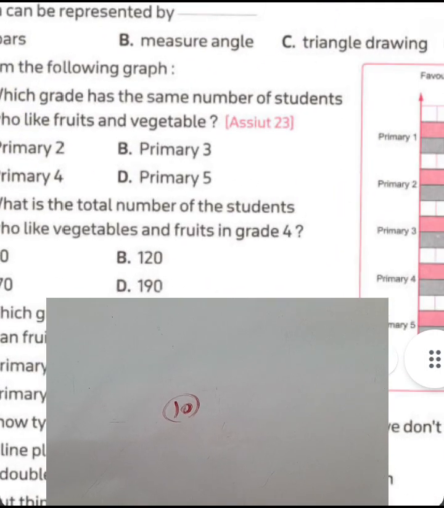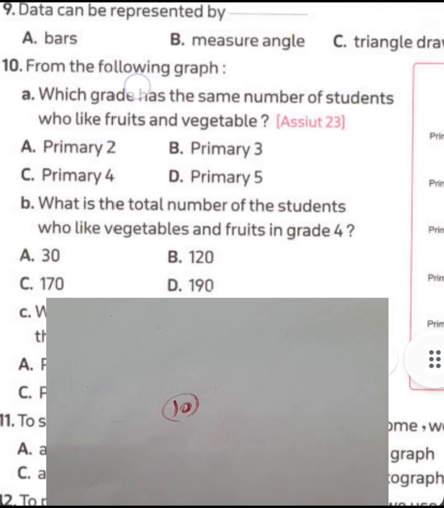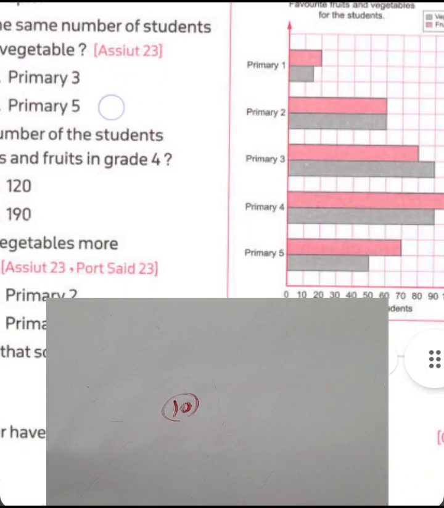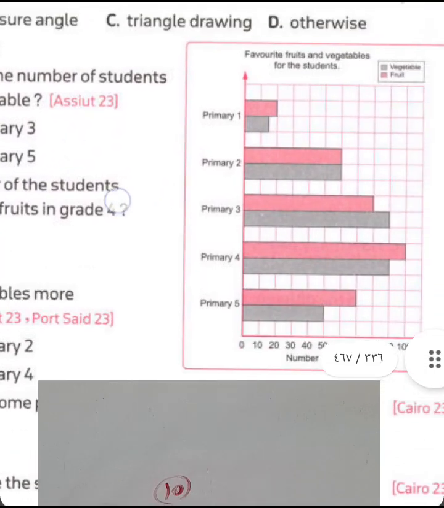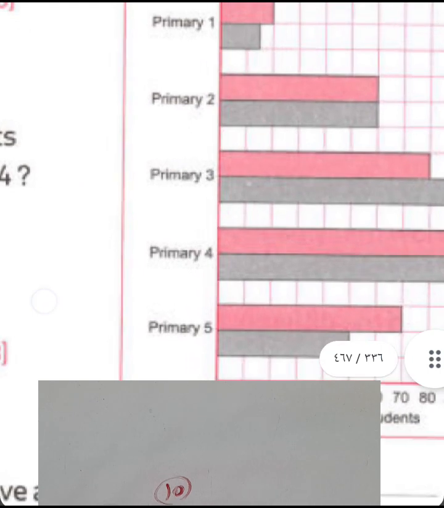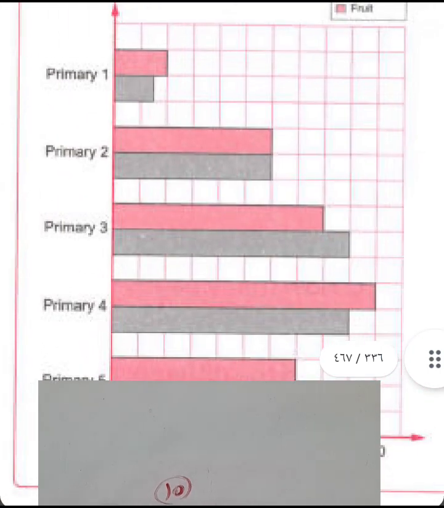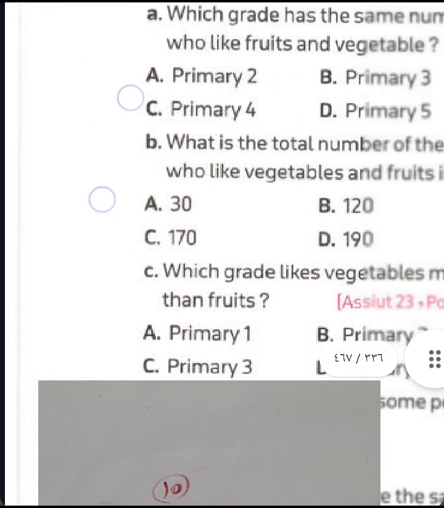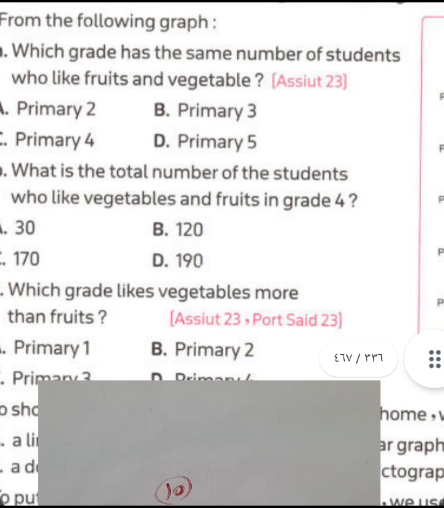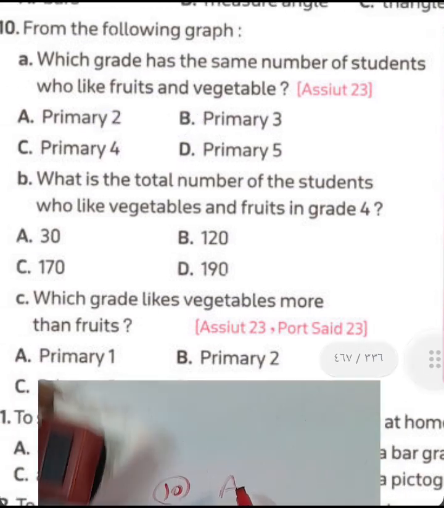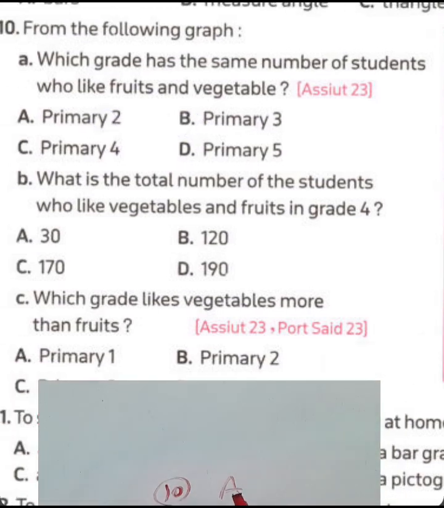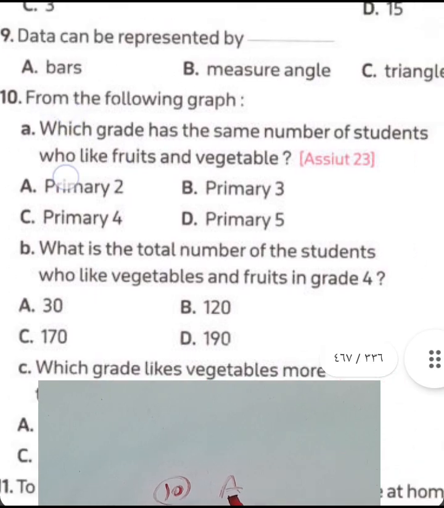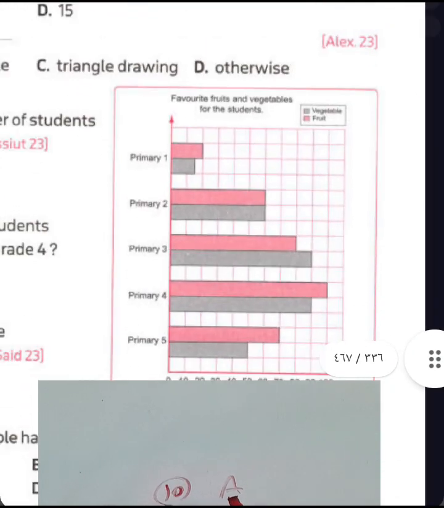The same number of students like fruits and vegetables. The fruits were black and red. They are similar at primary 2. Choose letter A. Okay, look here, similar here. This part.